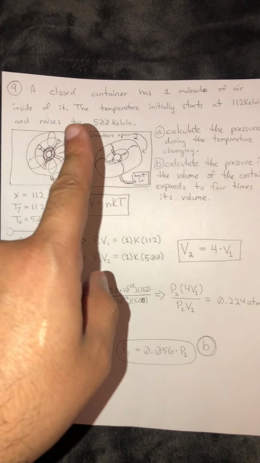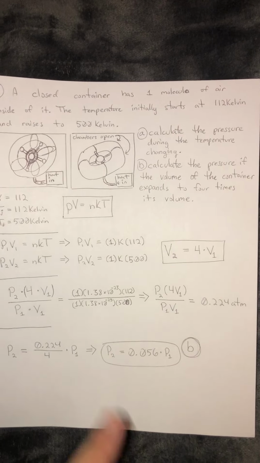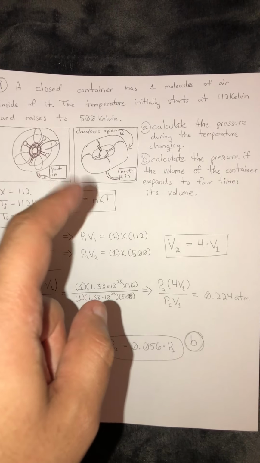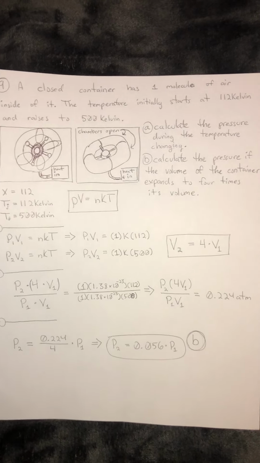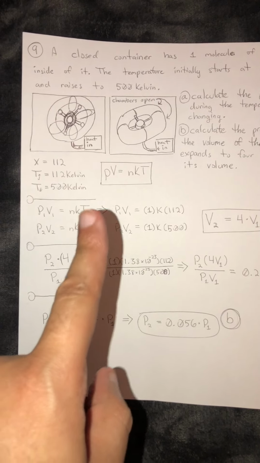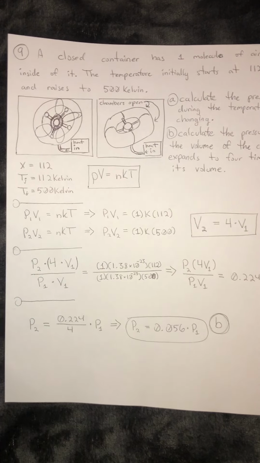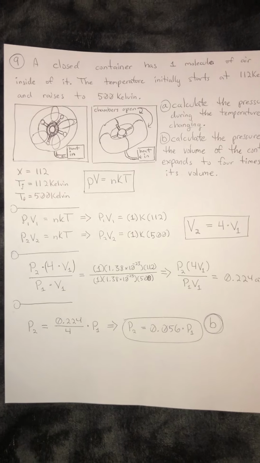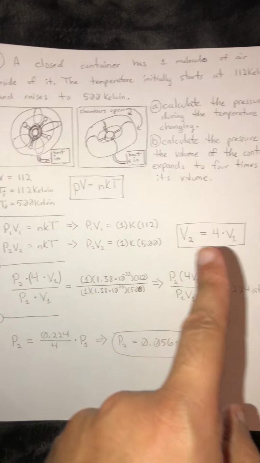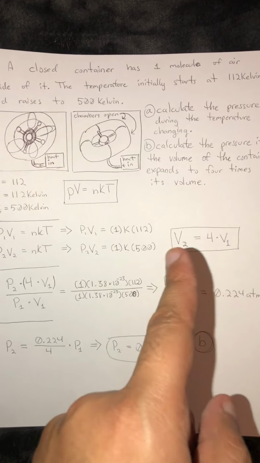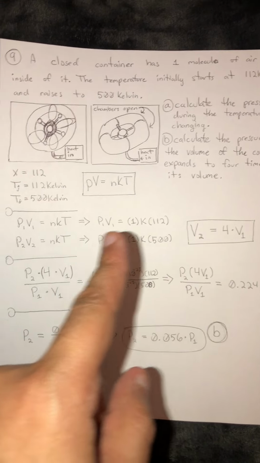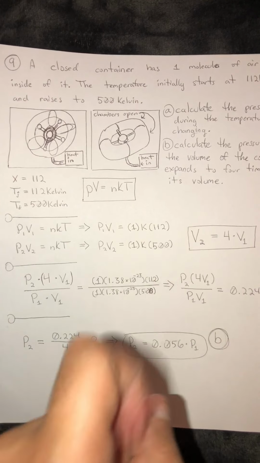my question is: in a closed container that has 1 molecule of air inside of it, the temperature initially starts at 112 Kelvin and rises to 500 Kelvin. And then to calculate the two following, I start with PV equals NkT, the Boltzmann constant ideal gas law formula, and I use this formula as well, that V2 is equal to 4 times V1, to substitute that in after solving up to this point and just plugging in the numbers.